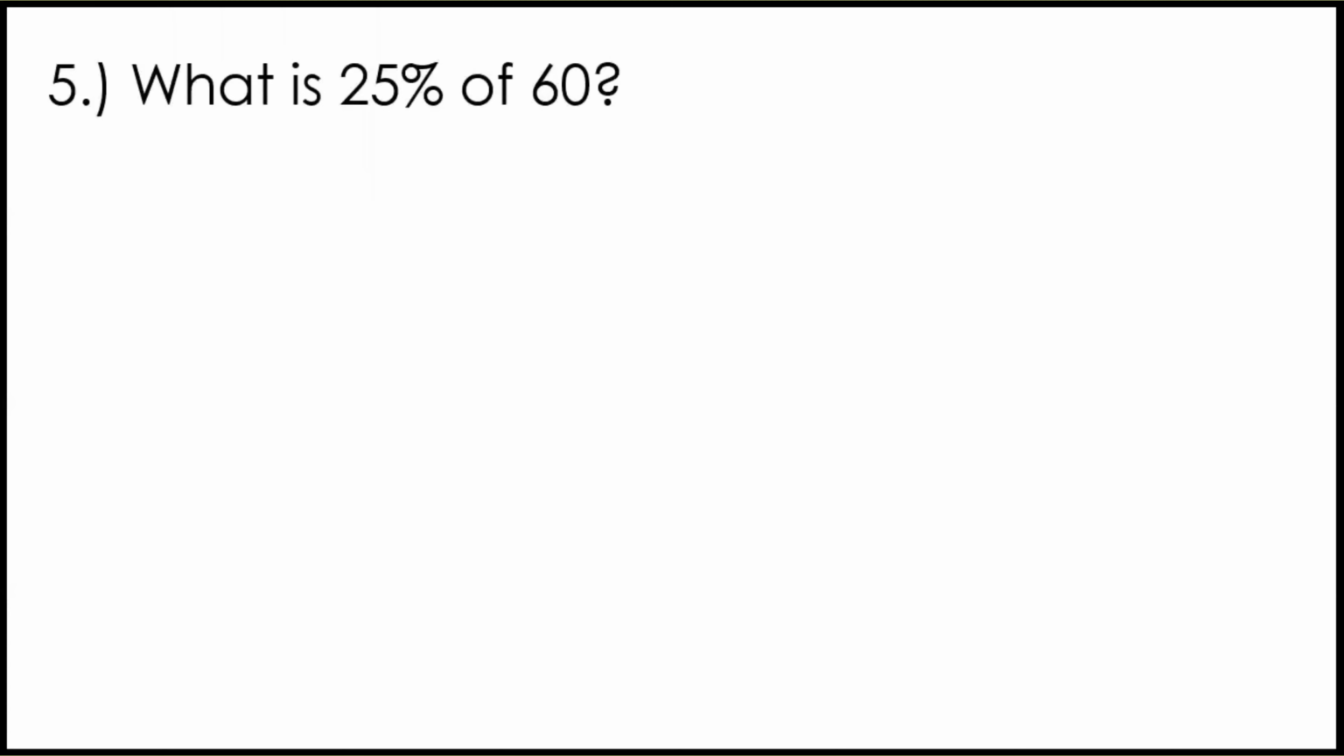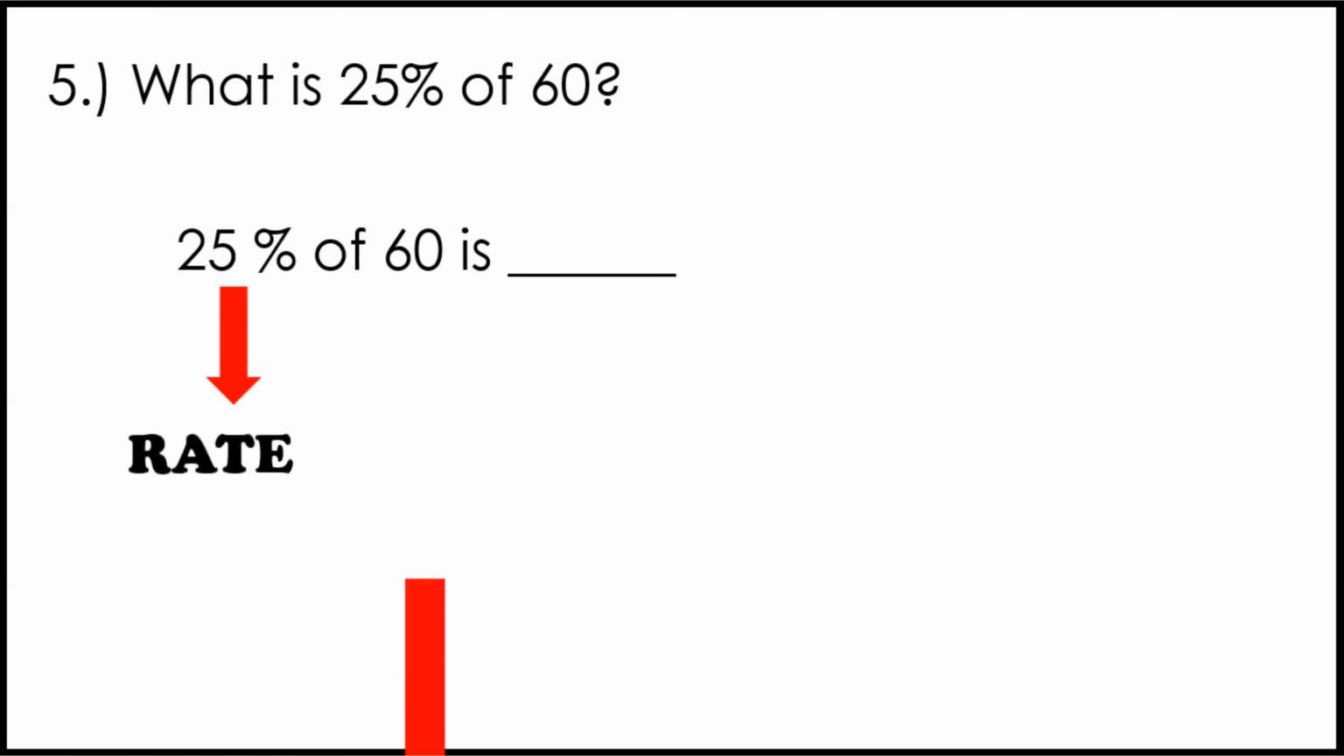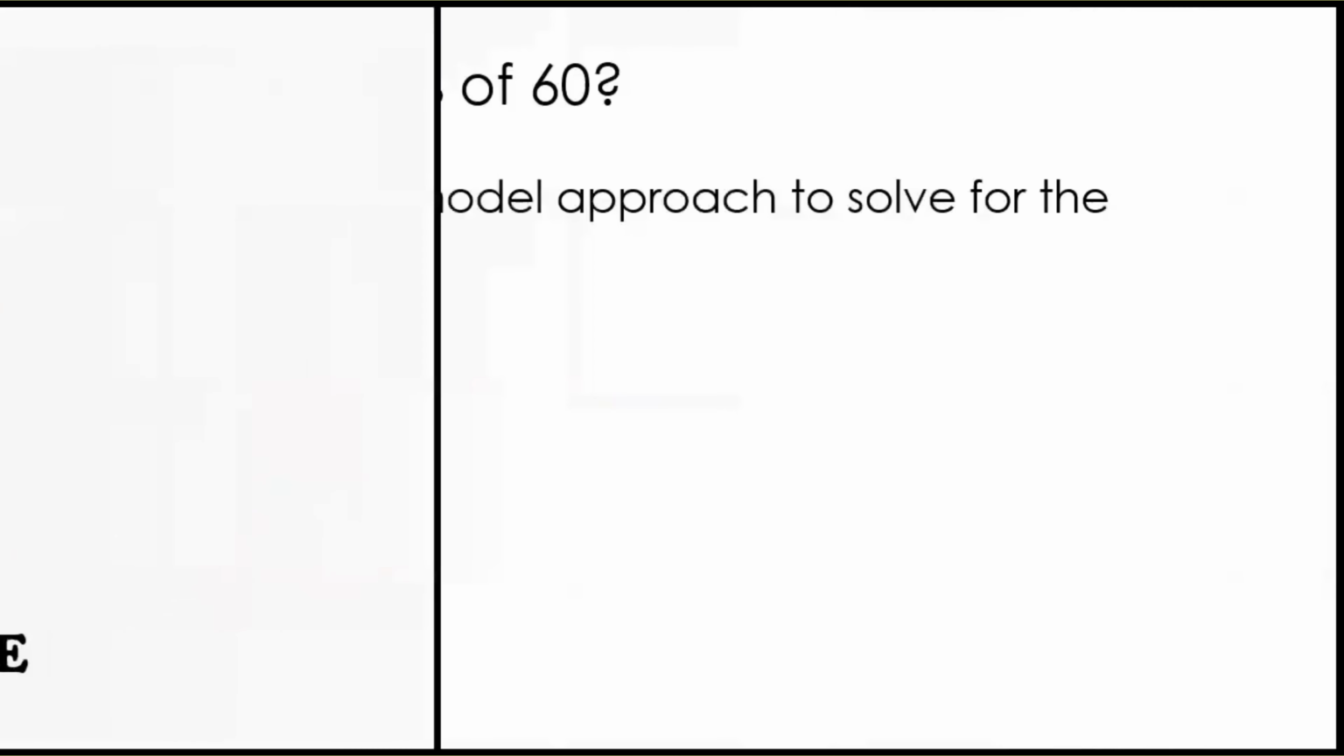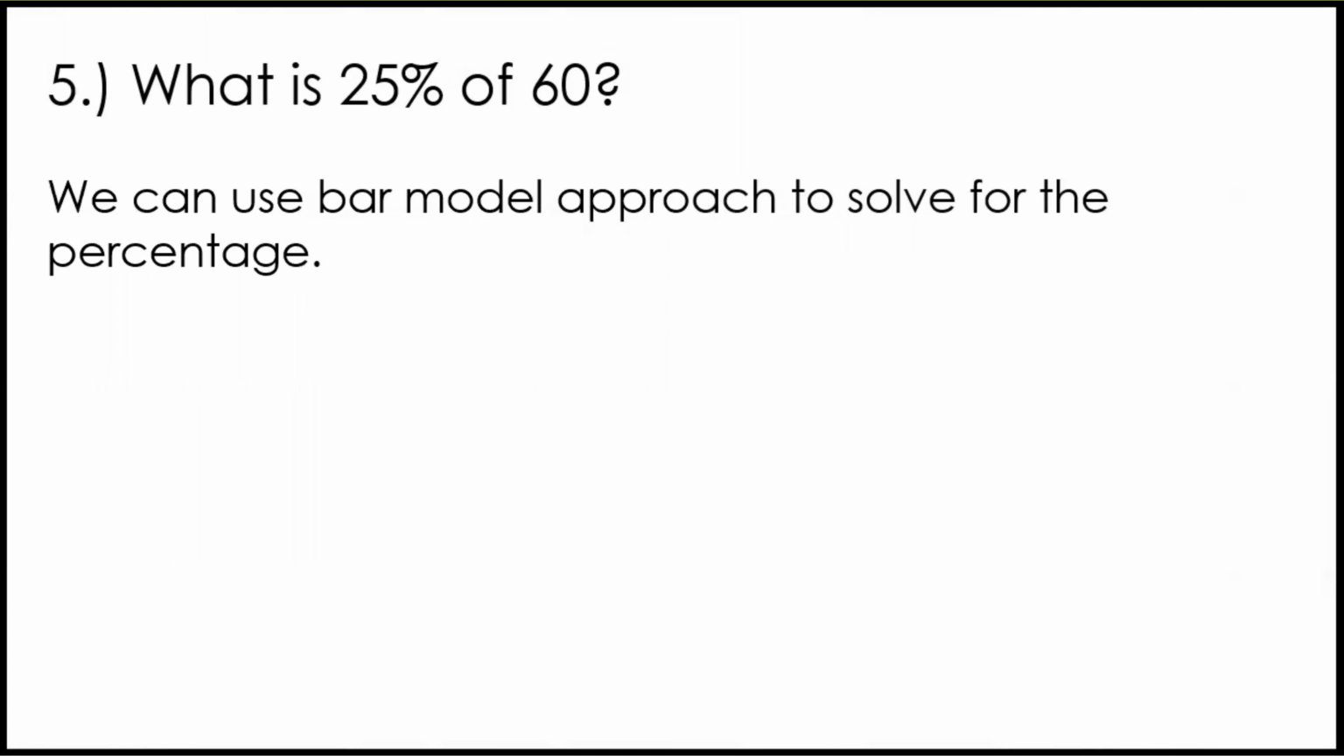Number 5. What is 25% of 60? So, ilan daw yung or ano daw yung 25%, no? 25% of 60. So, we have here 25% of 60 is unknown, where 25% is the rate and 60 is the base. So, hanapin natin ngayon yung percentage. So, para makuha natin, multiply lang natin yung base and rate. So, the formula is P equals base times rate.